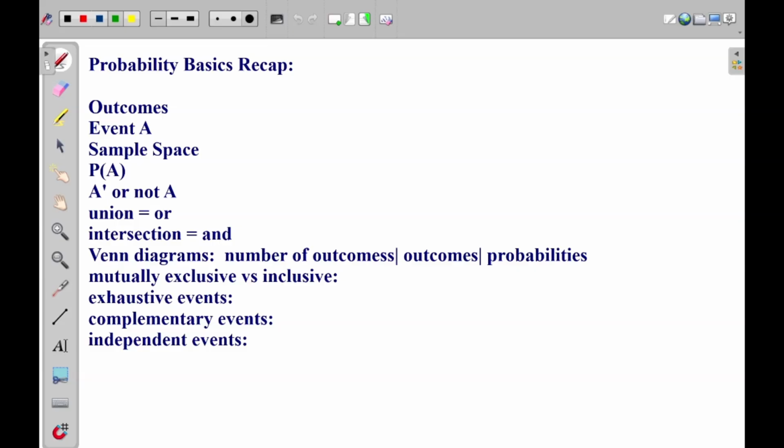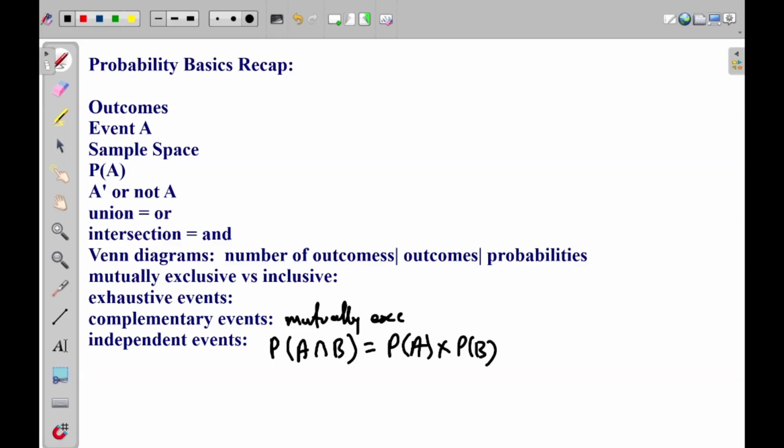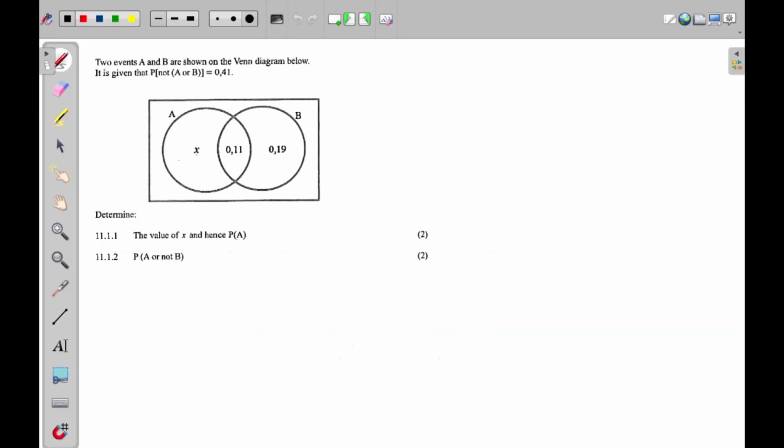We closed it off by discussing independent events, and I'm going to remind you of that formula. We said for independent events, if I take the probability of A and B, I must get the same result as multiplying the individual probabilities. For complementary, remember, they must be both mutually exclusive and also exhaustive. So those are a few important things that we looked at yesterday. Right.